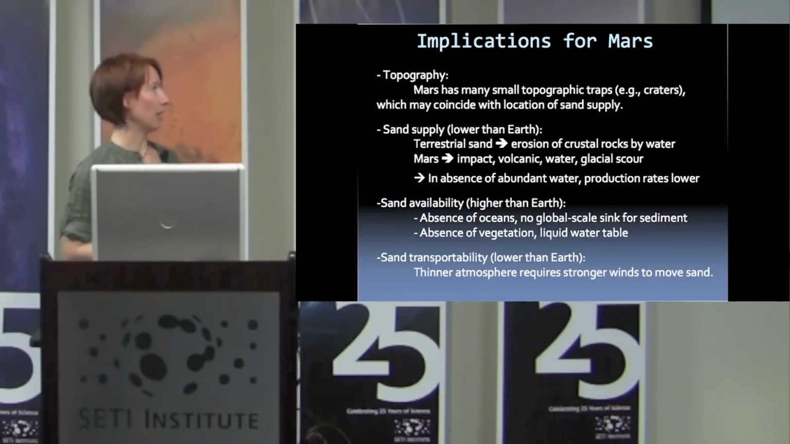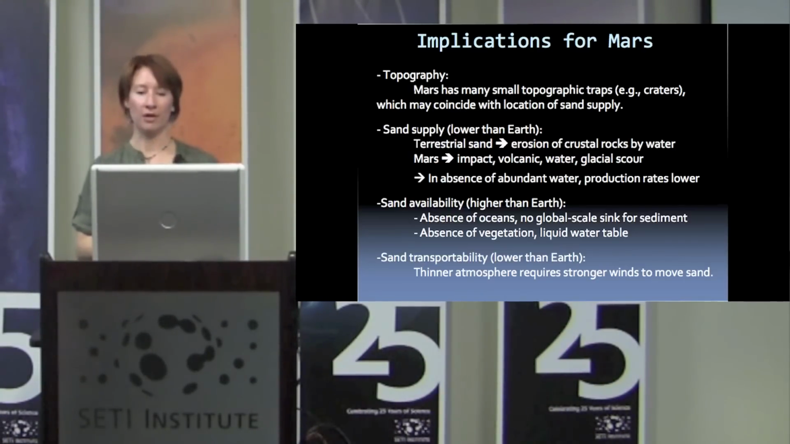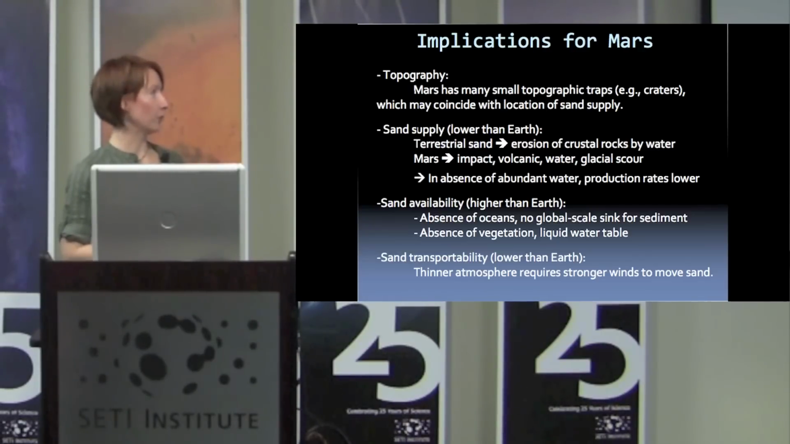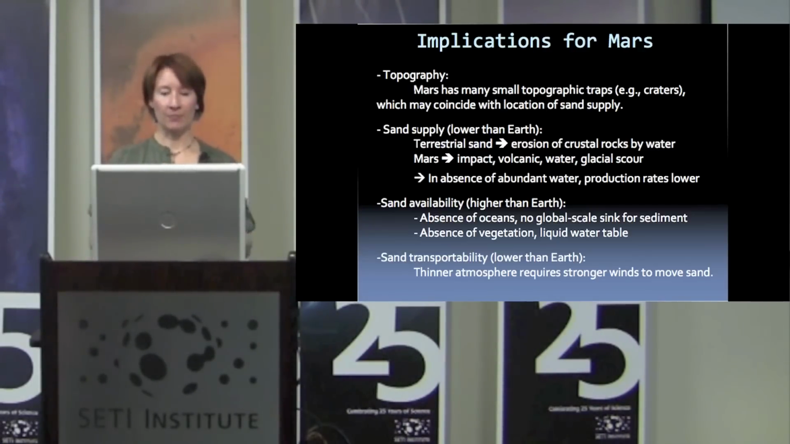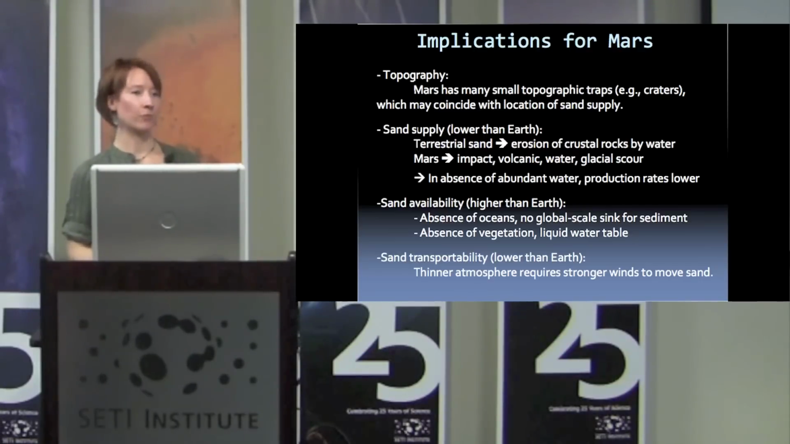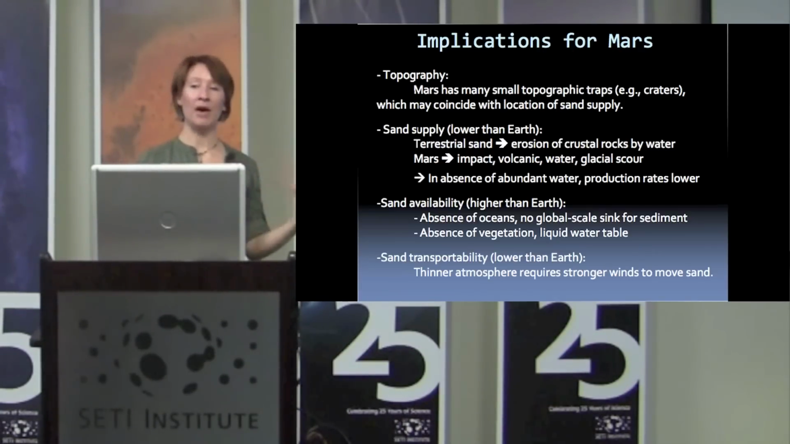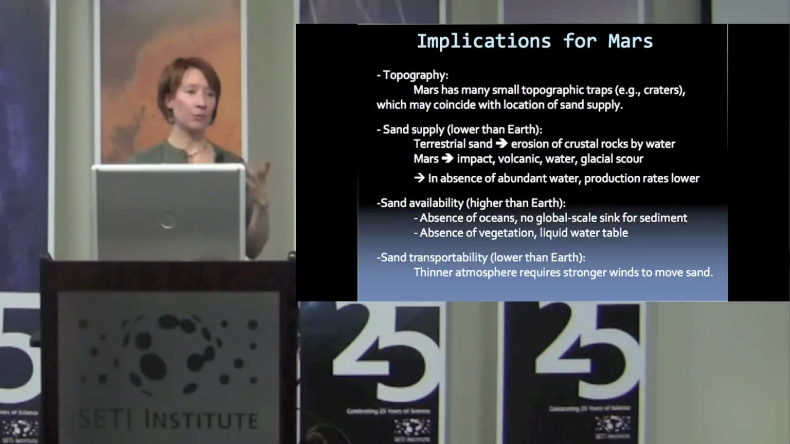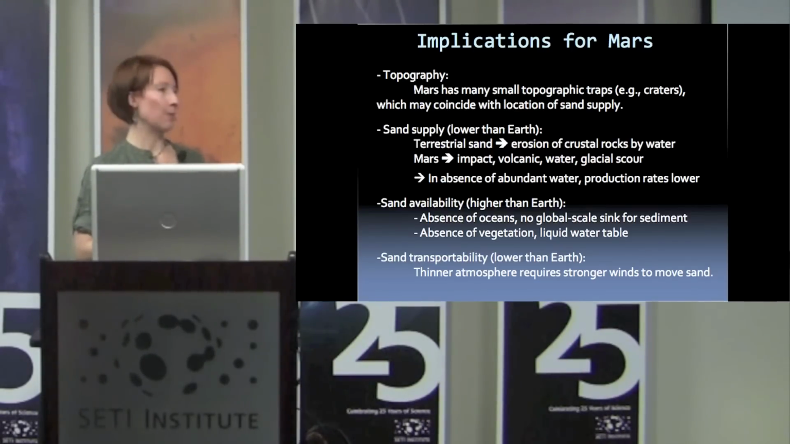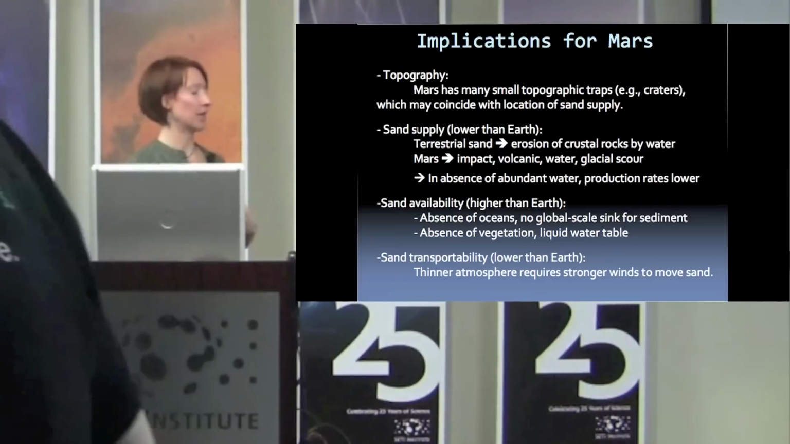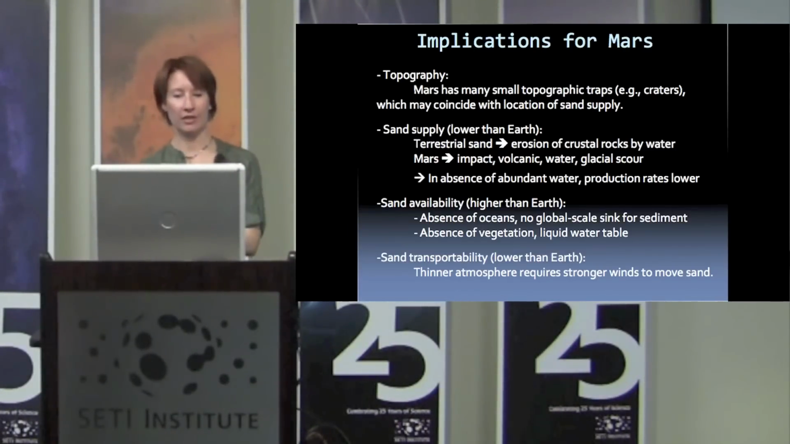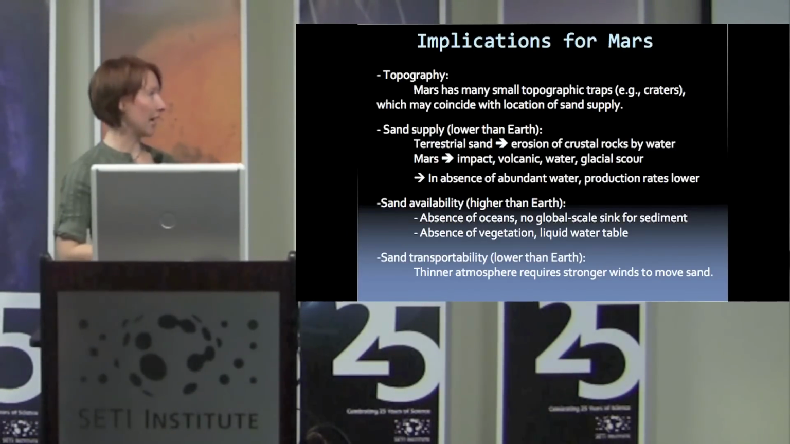But there are other things that vary as well. We think the sand supply, for example, is lower on Mars than on Earth. Terrestrial sand, as I've said before, comes from erosion of crustal rocks, mostly by water action. So you stand in a dry riverbed, you see a lot of sand. You go to a beach where there's a lot of wave action, you'll see a lot of sand. On Mars, there's not a lot of water action these days. There was once in the past, and that could have produced a lot of the sand that we see, but we don't know how much. There's also impact cratering, volcanism, glacial scour. These are other processes that can and do produce sand on Earth, but may be the dominant process on Mars.